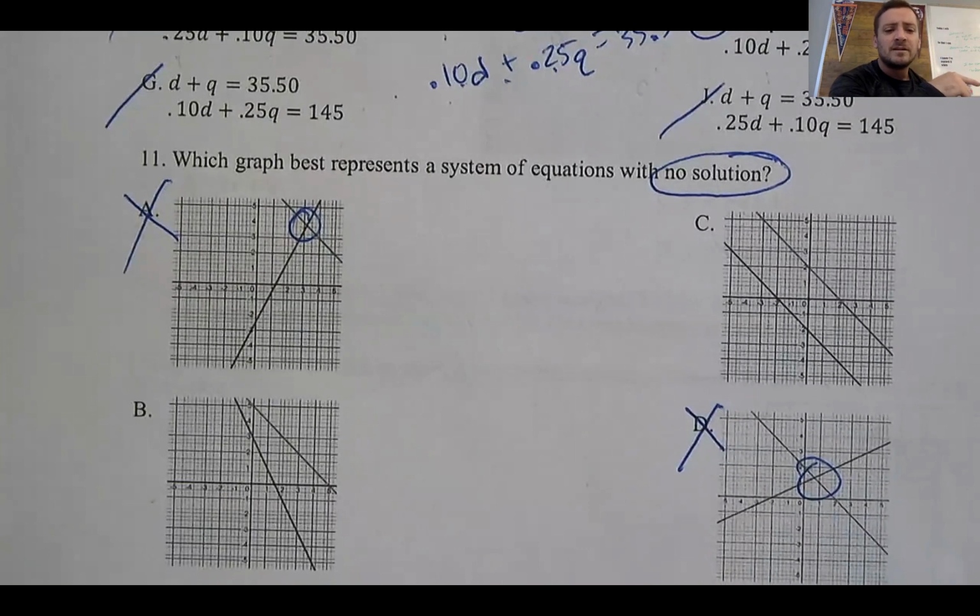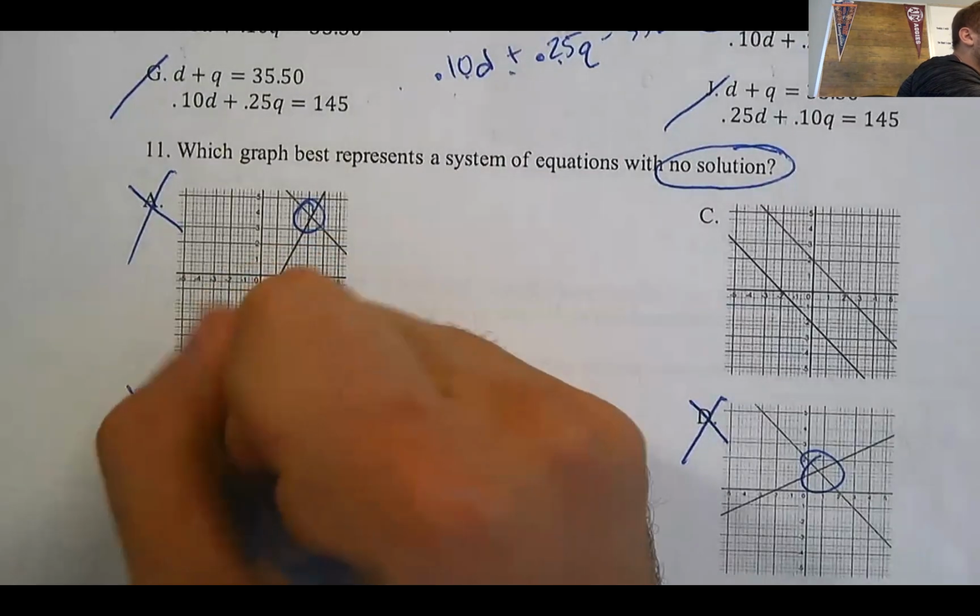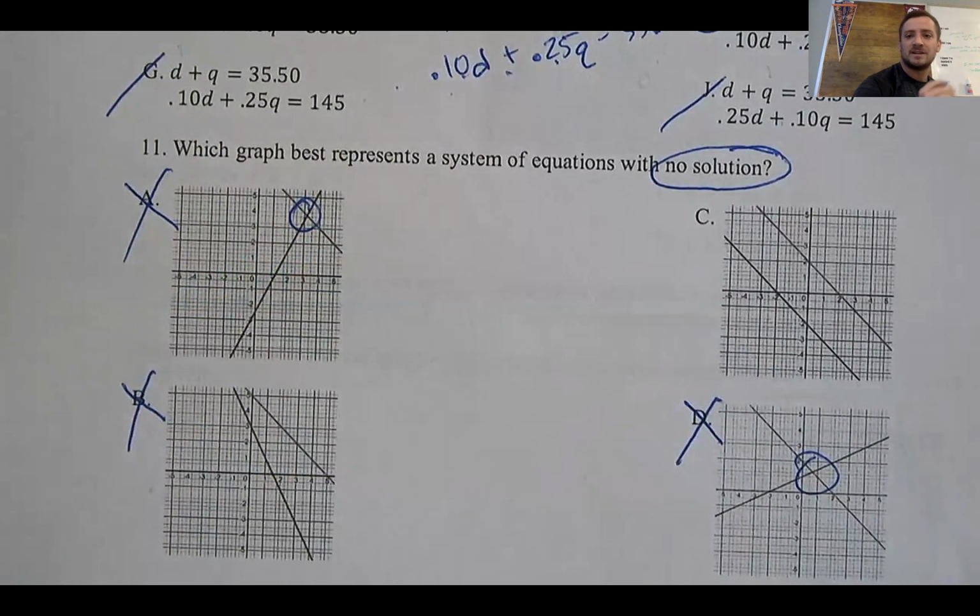And actually, if you look at it, B, they will eventually cross. Those two lines will eventually cross. They're just crossing outside of our visual plane. We can't see where they're going to cross, but we can tell that they are going to cross since they do not have the same slope. So answer choice B, it does have a solution. It does have an intersection.